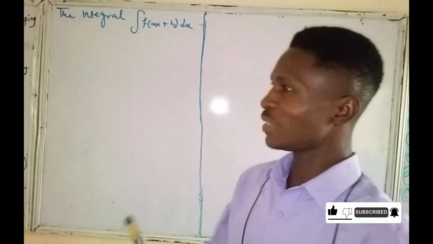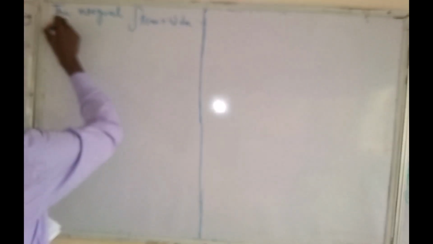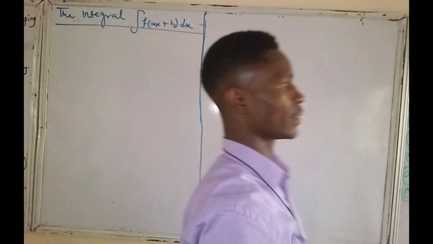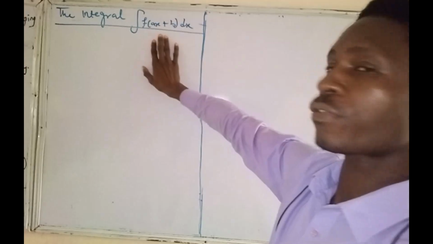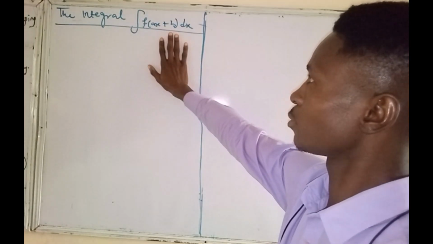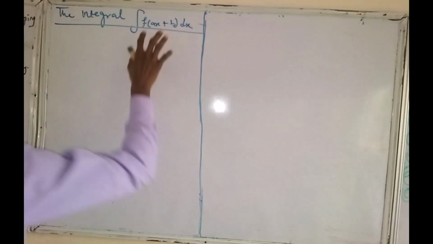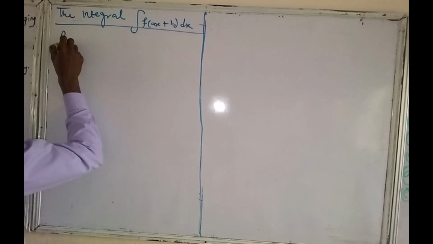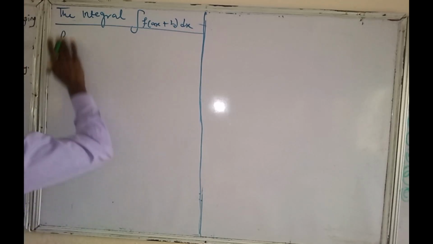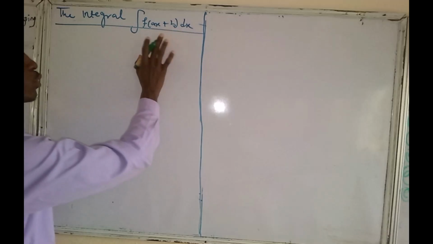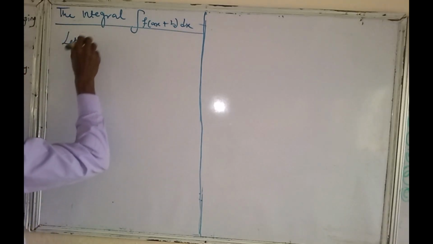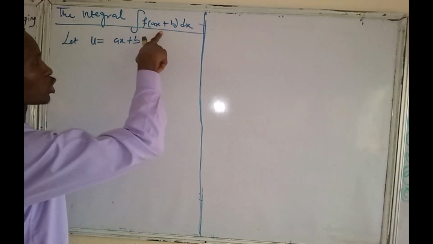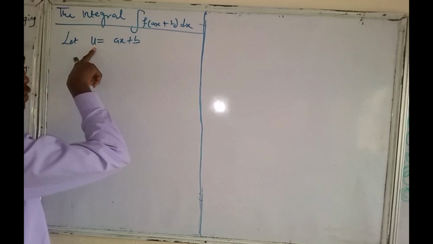Today we'll be resolving the integral of this form, and there are various questions that look like this. That is an integral of a function. So how do we resolve this? Let's start as it is. For you to resolve this, we can say let u be equal to ax plus b. So we equate the function to a different variable.